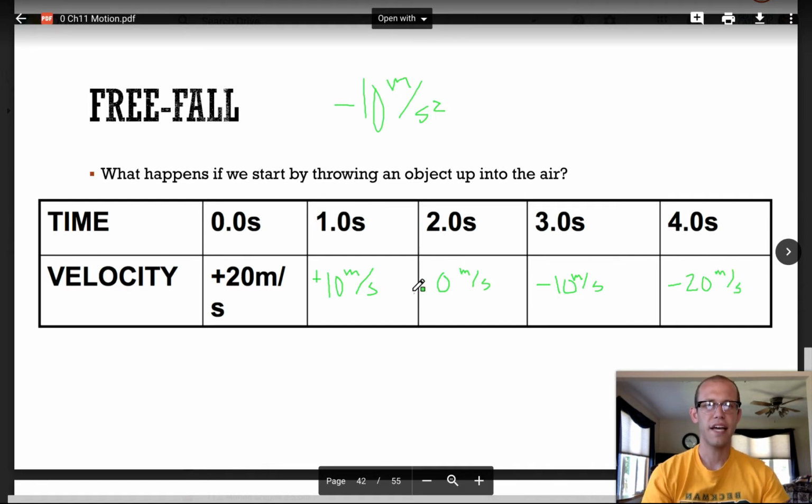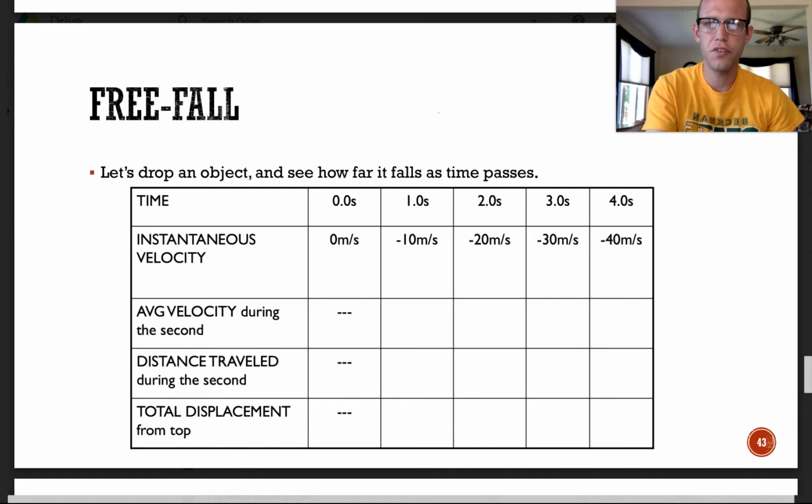So at 2 seconds after you throw this object into the air, it's finally going to stop and then start to come back down. But until that point, it's going up. After that point, it's going down. And we can see that because of the negative in front of the velocity. All right, so let's continue to look at free fall.